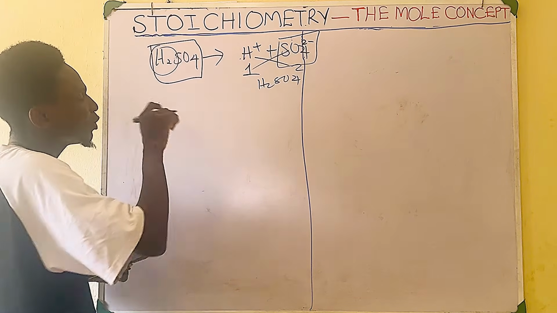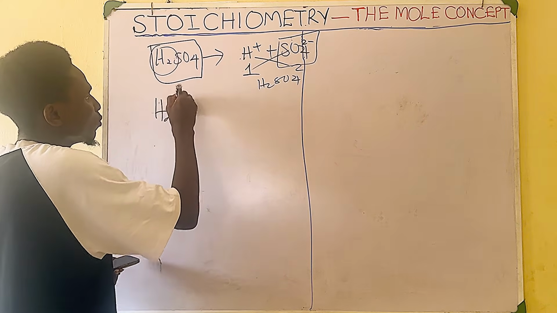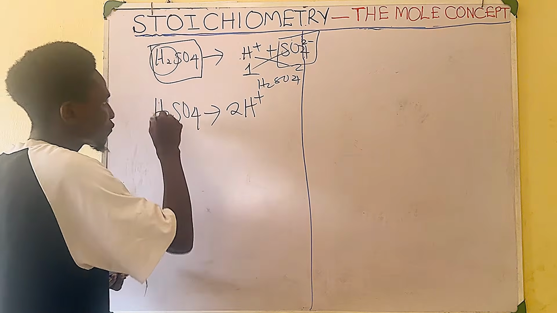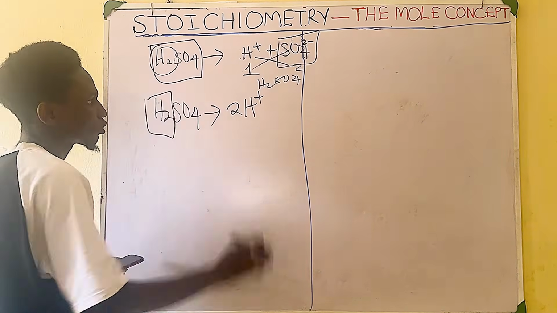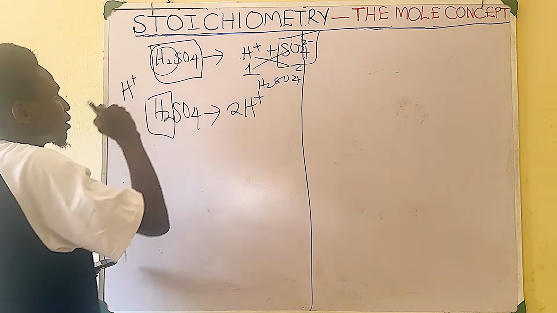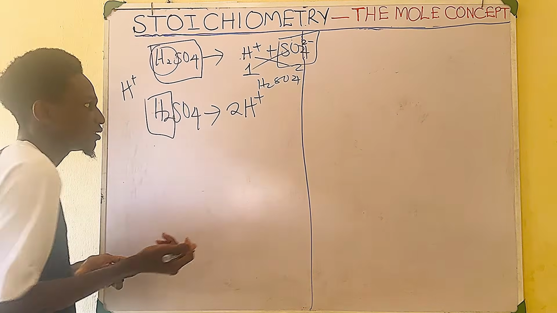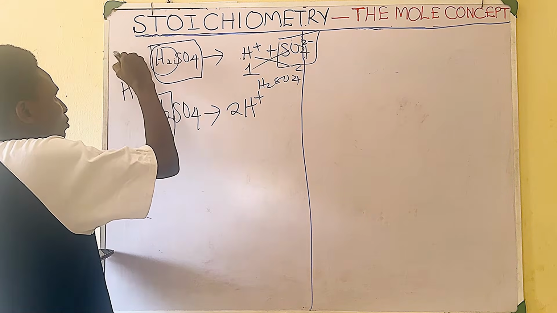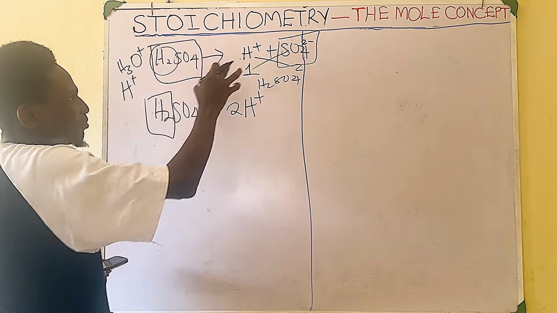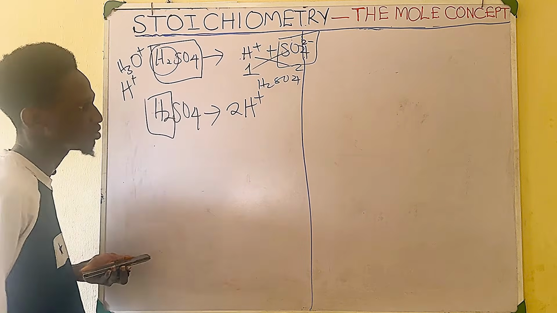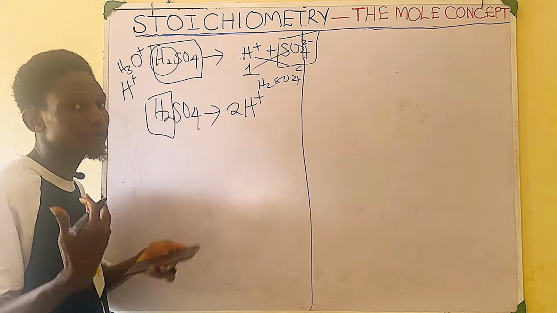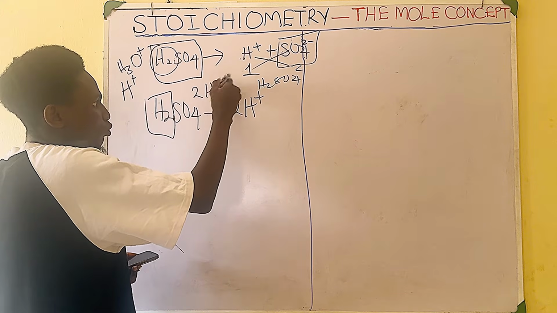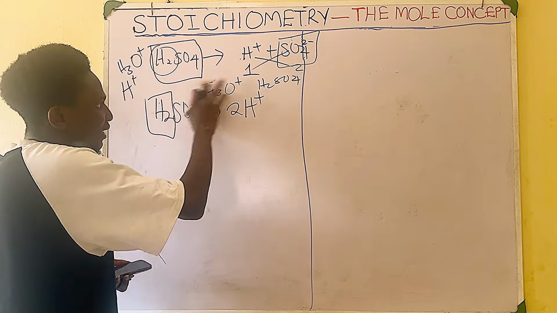So 1 now, but when they ionize, H2SO4 will give you 2H+, because we have 2 atoms of hydrogen. Once they ionize, it's going to give you H+, hydrogen ion. Remember your definition of acid: they ionize to give you hydrogen ion. Although that definition is not correct, it's supposed to give you hydronium ion. That's the modern definition, but if I start representing hydronium ion, it's going to be complicated. So let's just represent it as hydrogen ion.